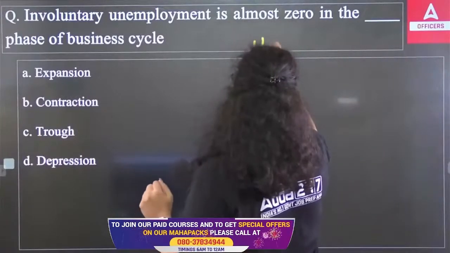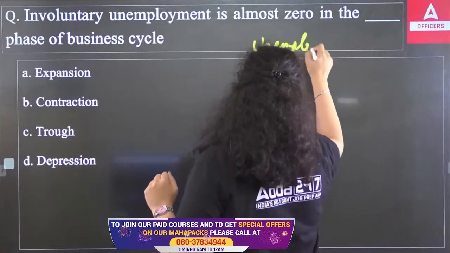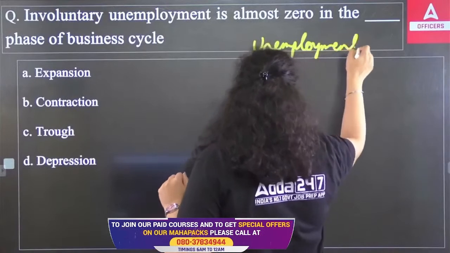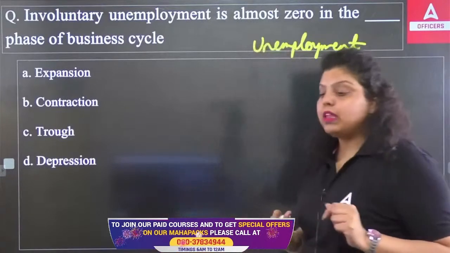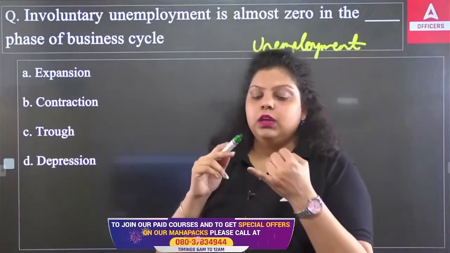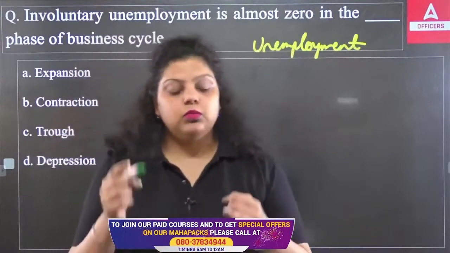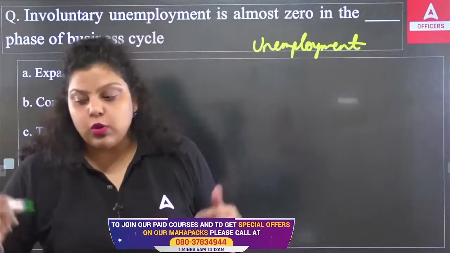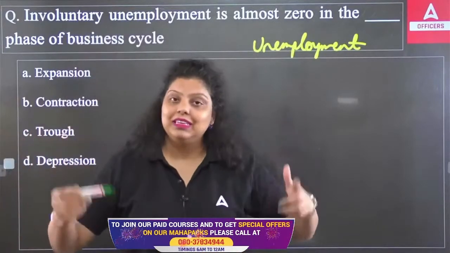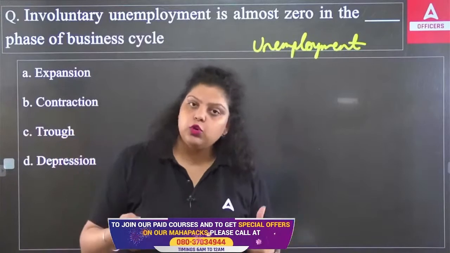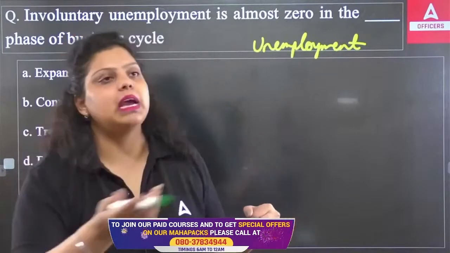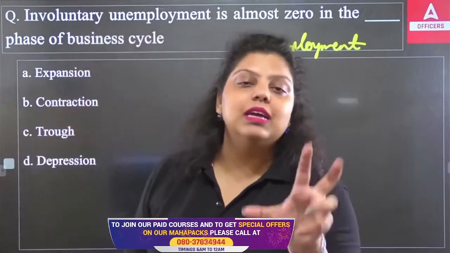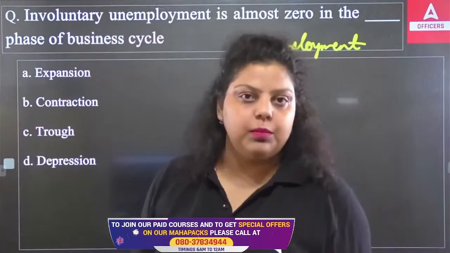So first, let's understand what unemployment is. Unemployment simply means when the person is skilled, physically and mentally fit, wants to work, and is looking for a job but not finding one. So I am skilled, I am physically and mentally fit, I want to do a job and I am looking for a job but I am not finding it. That's the situation which is unemployment.